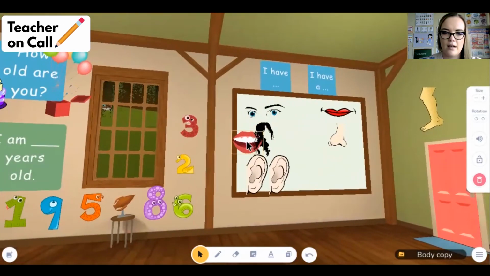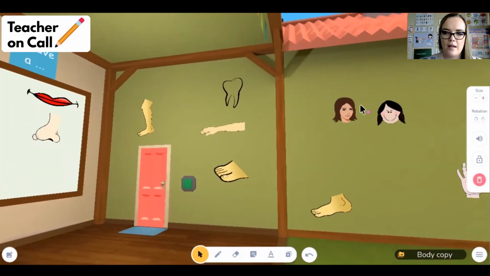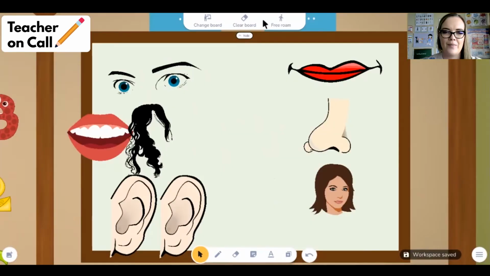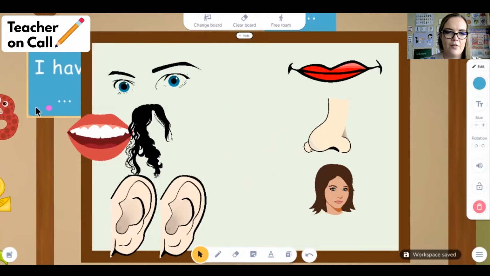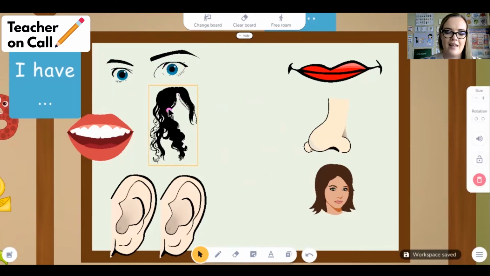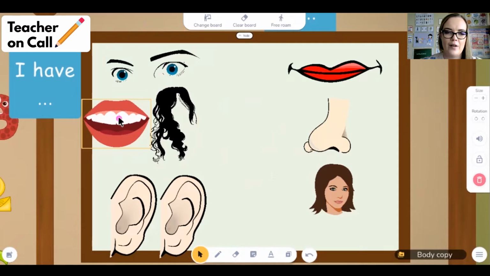And I have teeth. I have teeth. I have a face. Okay, so we have, I have over here, I have eyes, or I have 2 eyes. I have hair. I have teeth. I have ears, or I have 2 ears.